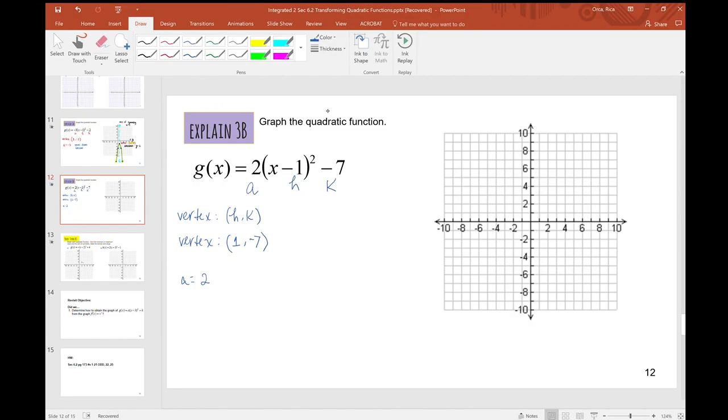So because it's +2, we know two things. We know that the graph opens up, and we also know that the graph is going to be narrow because 2 is greater than 1.